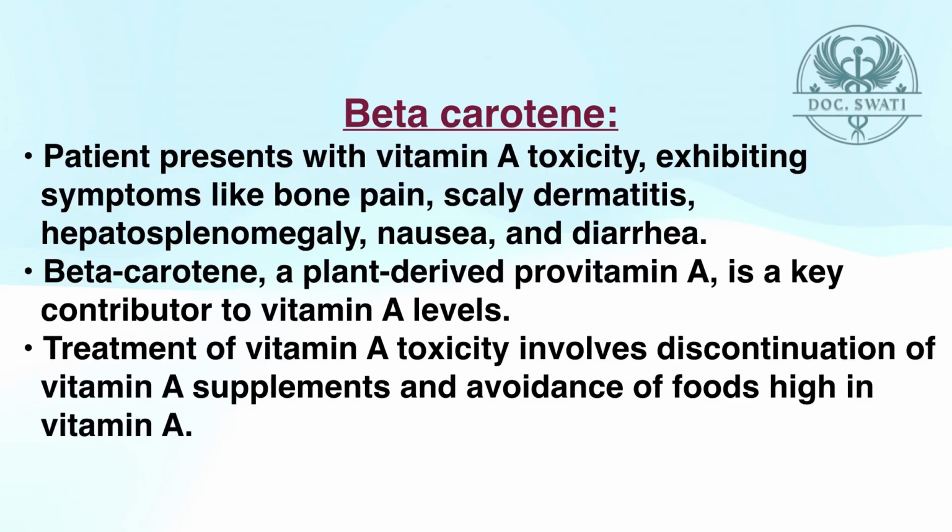Now let's talk about the key features of beta carotene. Patient presents with vitamin A toxicity, exhibiting symptoms like bone pain, scaly dermatitis, hepatosplenomegaly, nausea and diarrhea. Beta carotene, a plant derived provitamin A, is a key contributor to vitamin A levels. Treatment of vitamin A toxicity involves discontinuation of vitamin A supplements and avoidance of food high in vitamin A.